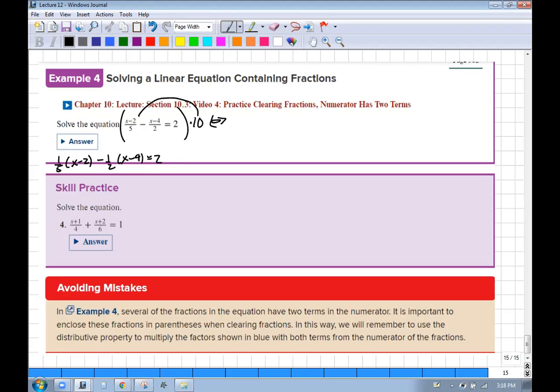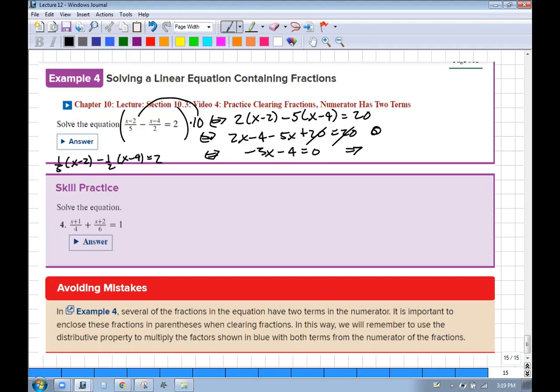10 over 5 is 2. And then 10 over 2 is 5. 10 times 2 is 20. Get rid of the parentheses. We can subtract 20 from both sides. Combine our x's. Move our 4 over by adding 4 to both sides. Now divide both sides by negative 3.